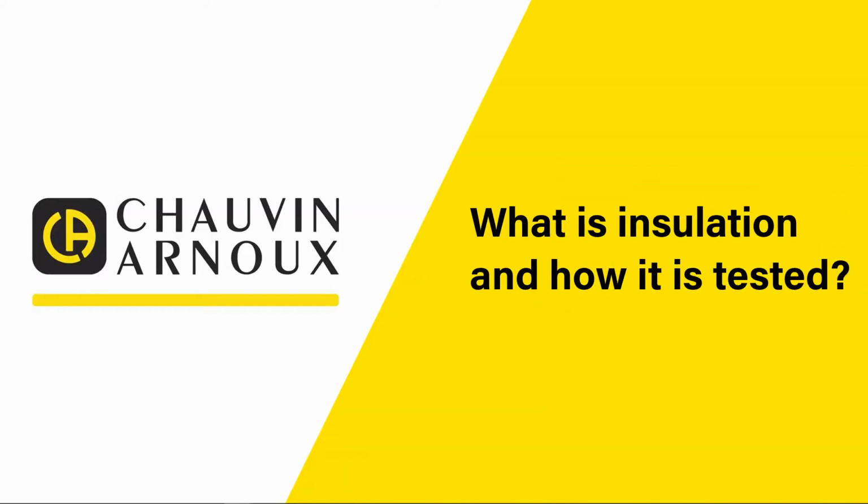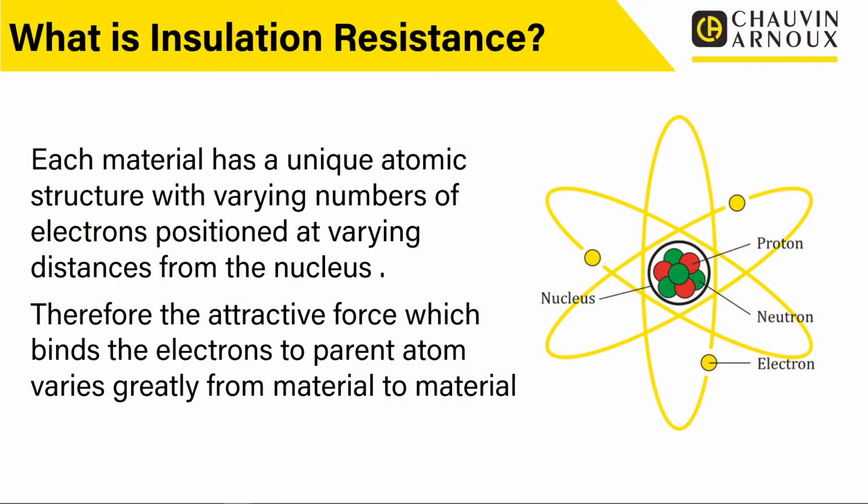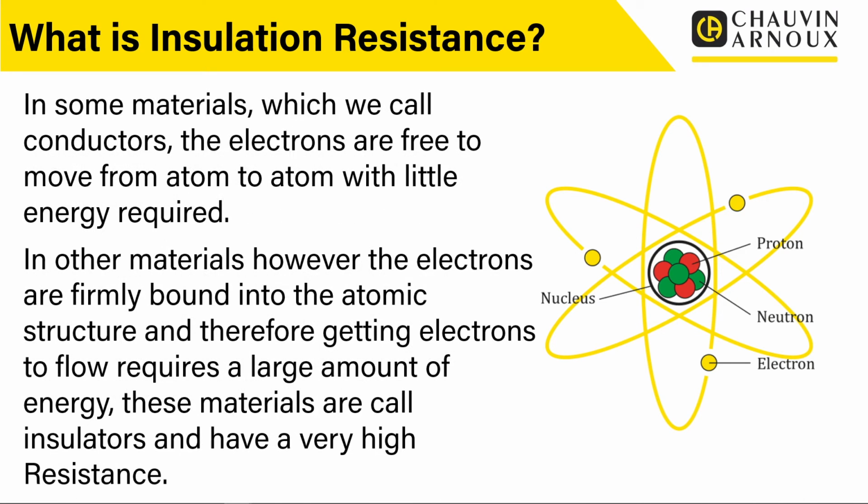So what is insulation and how is it tested? Each material has a unique atomic structure with varying numbers of electrons positioned at varying distances from the nucleus. Therefore, the attractive force which binds the electrons to the parent atom varies greatly from material to material. In some materials, which we call conductors, the electrons are free to move from atom to atom with little energy required. In other materials, however, the electrons are firmly bound into the atomic structure, and therefore getting electrons to flow requires a large amount of energy. These materials are called insulators and have a very high electrical resistance.